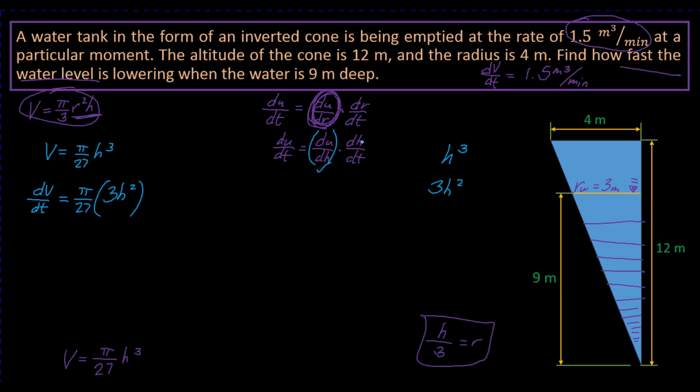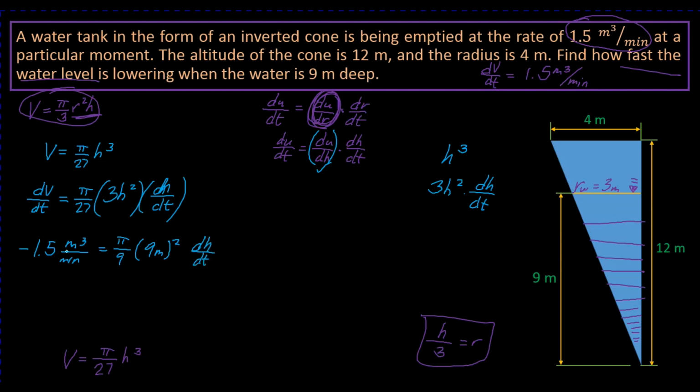Now we are going to do dh over dt, which just multiplies the rate of change of height with respect to time, which is unknown. dv over dt is negative 1.5. Negative because water is going out. And then 3 over 27 is 1 over 9. And then we have h raised to 2, which is 9 meters raised to 2. And then dh over dt is unknown.